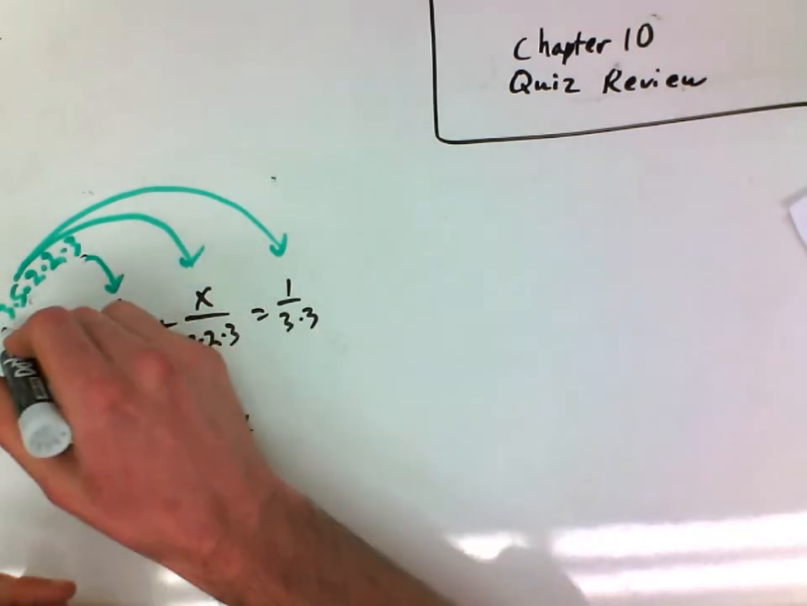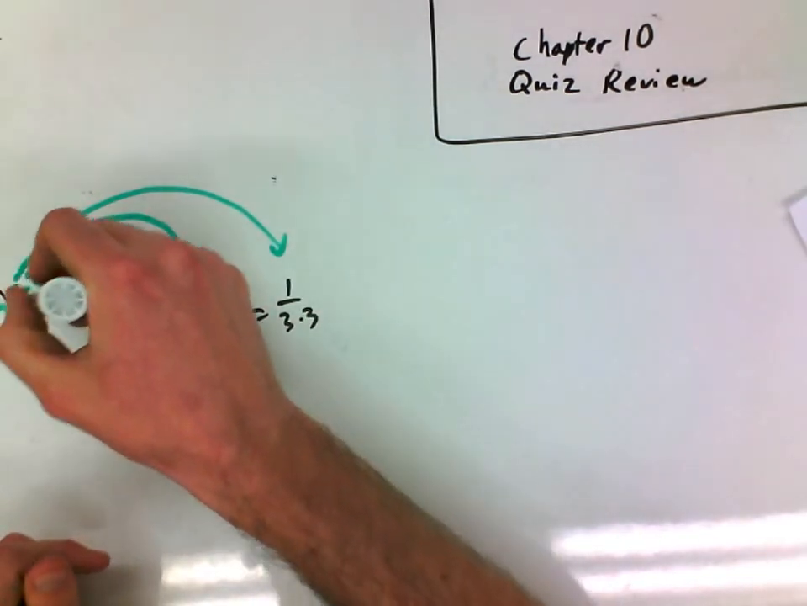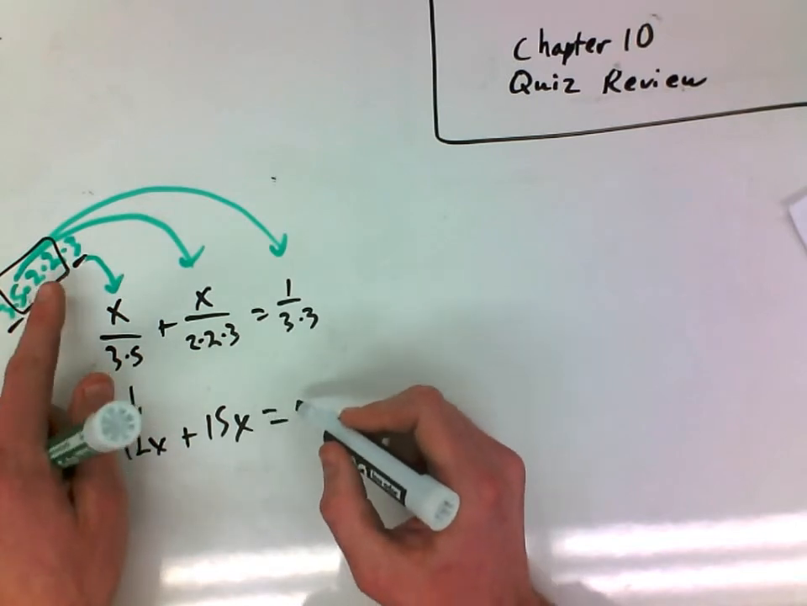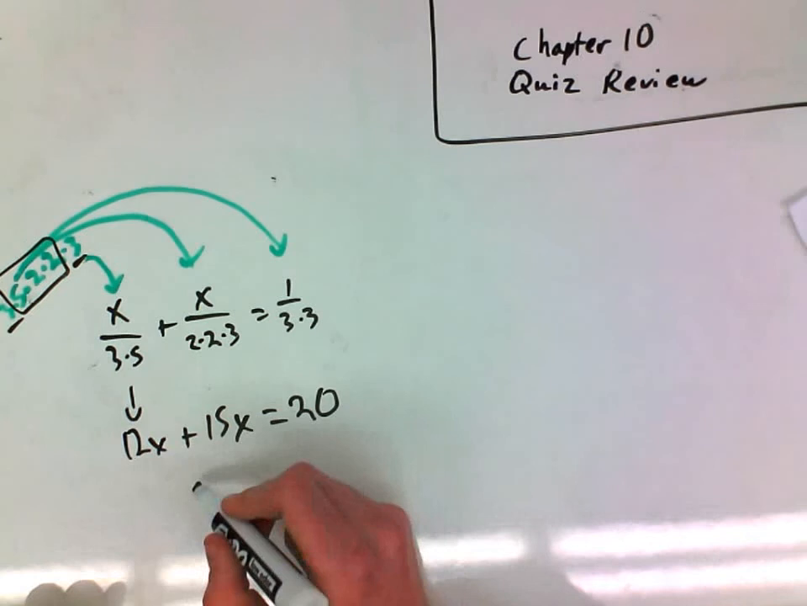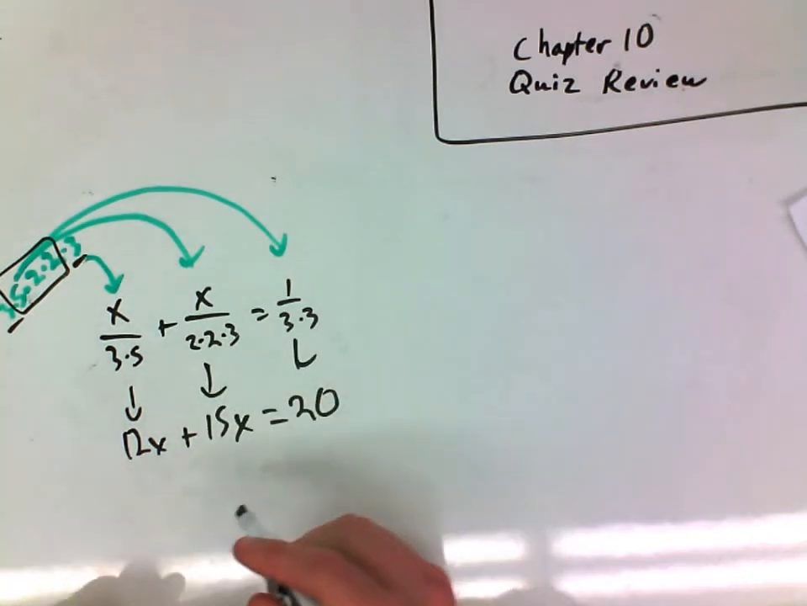And when I go to this last one, the 3 and the 3 are going to cancel out, and what I'm going to be left with is this chunk: 5 times 2, which is 10, times 2 is 20, times 1 is 20. So this is the difficult part, getting to this equation. Now it's an easier equation to solve.